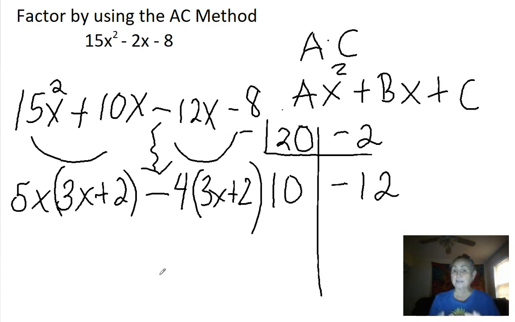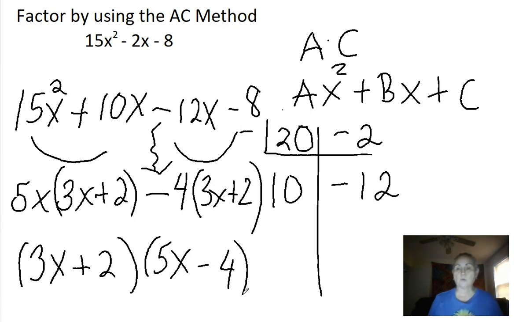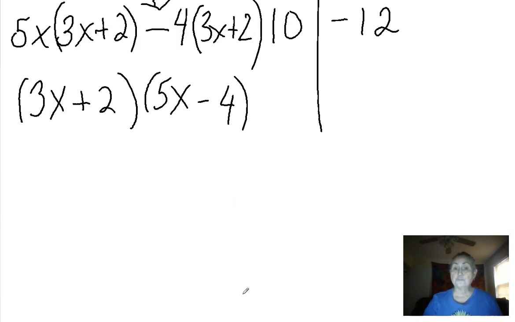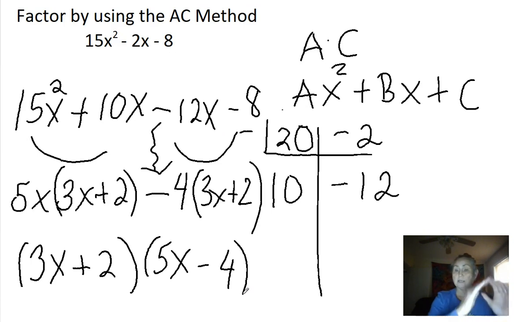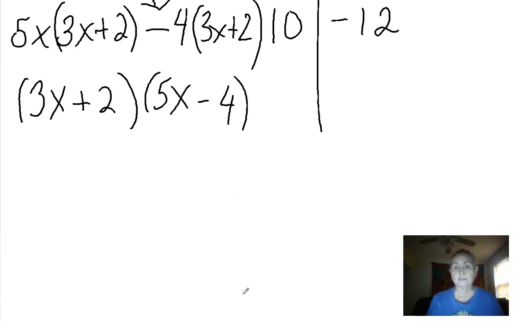So my common factor that I see now is 3x plus 2, and then 5x minus 4 is what is left over. So that would be the factorization of changing 15x squared minus 2x minus 8 into two factors that are being multiplied, 3x plus 2 and 5x minus 4. Now, it would be silly not to check this because it's not hard to check. You do the FOIL rule and check it to make sure that when you multiply it, you get your original trinomial. Okay, so let's just quickly check it before we declare this the answer.